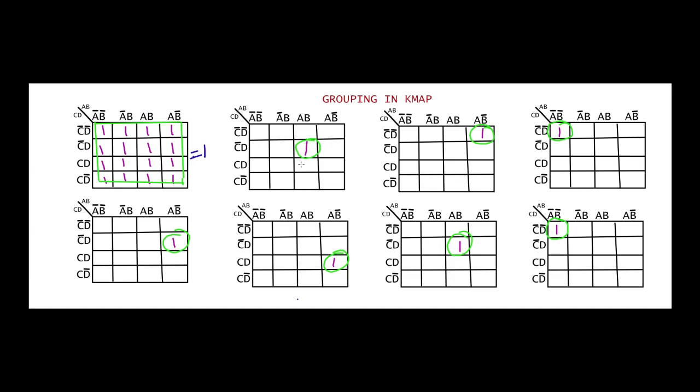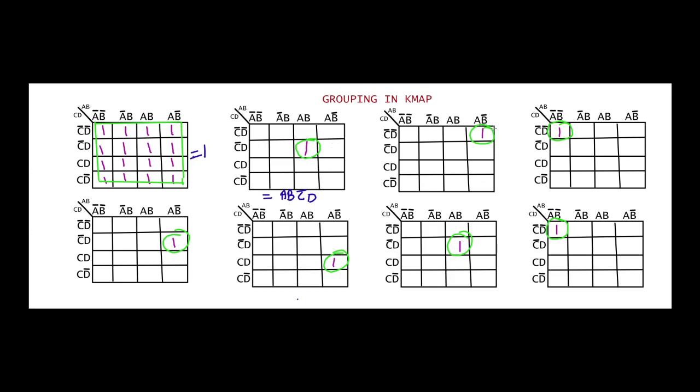I have one here, so for this I can write my answer to be, this is what is common in this column AB. For this one AB is common, and for here C bar D. That means here I can write A, B, C bar D. This is the answer for this Kmap. And now coming to here.